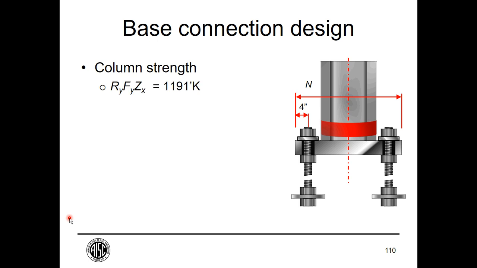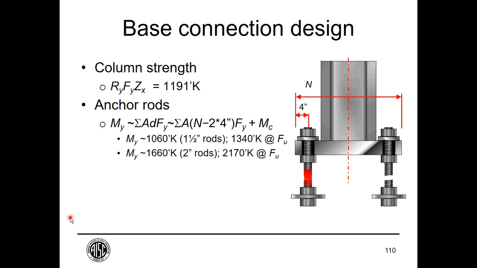Okay, so the column strength, again, RY FY Z, almost 1,200 foot-kips. The anchor rods, well, if we use the 1.5-inch anchor rods, it would take about 1060 foot-kips to begin yielding those, and that includes what it takes to start lifting up the column when there's significant compression on it. If we use the 2-inch anchor rods, we'd be all the way up to 1660 foot-kips. So you can see that with just a little bit of conservative design there, the anchor rods couldn't really provide any ductility before the column yielded.